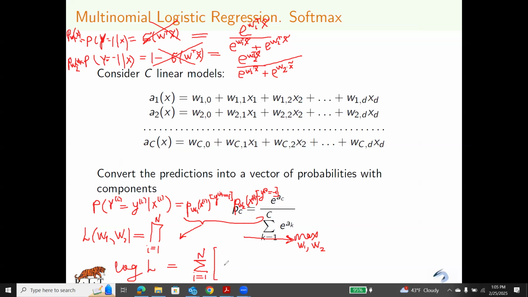So it will be, and the power will go out, yi equals 1, times log of the probability of the first class. It depends on x, but maybe we can skip it. Okay, I will write depends on xi.